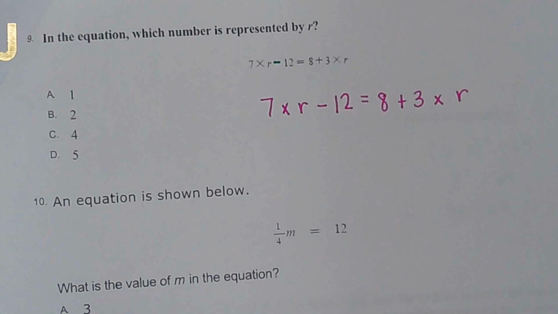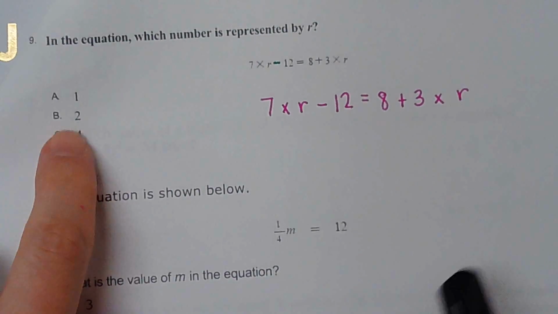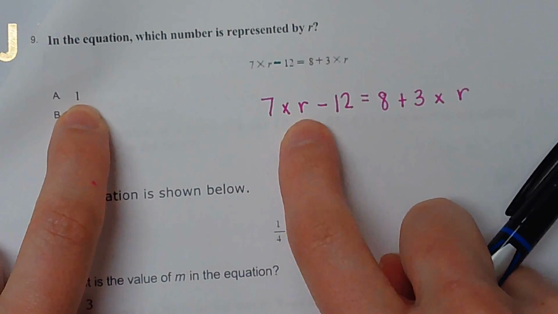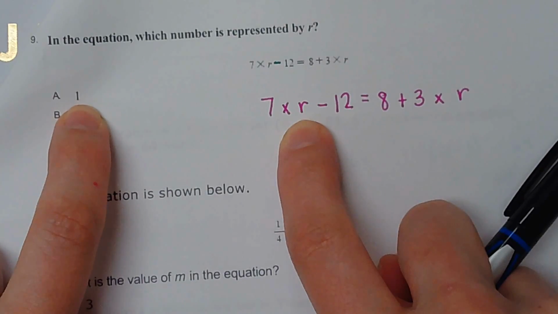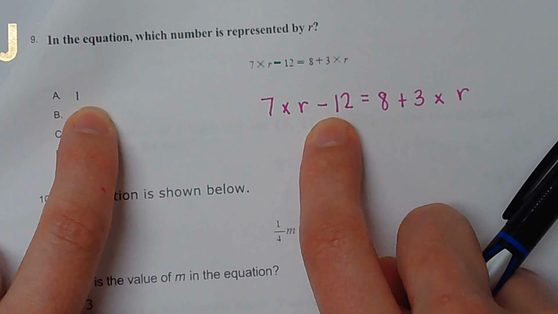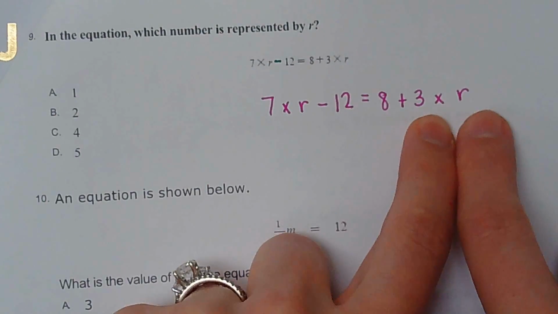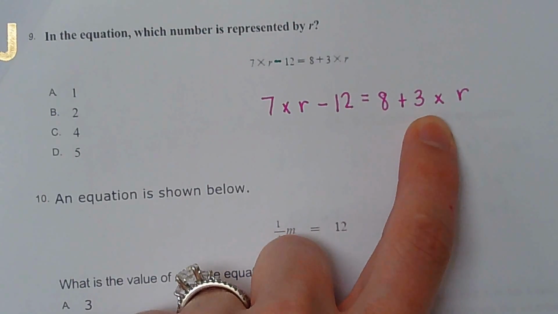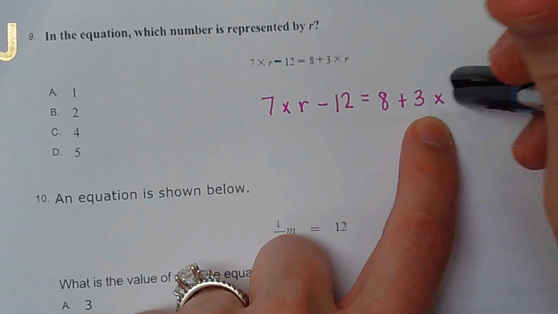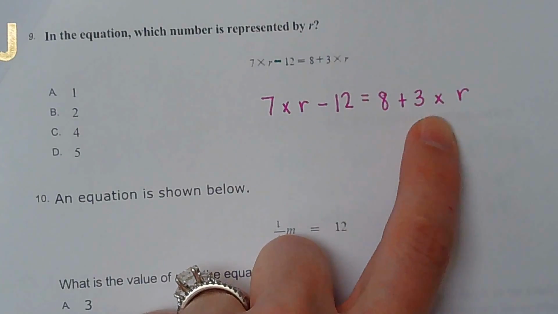So we can start with 1. All right, so if I plug in a 1 right here, 7 times 1 is 7, obviously, and then 7 minus 12 would be a negative 5. Let me do the same thing over here. Plug in a 1. I would have to do 3 times 1 first because of order of operations, which is 3. 3 plus 8 does not give me negative 5, so 1 cannot be right.